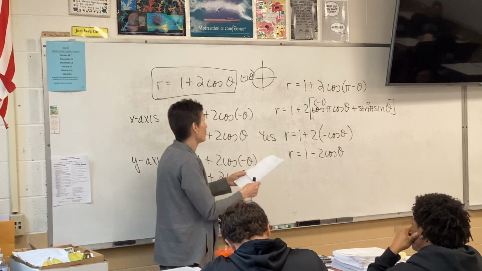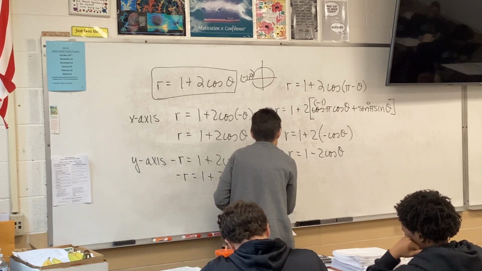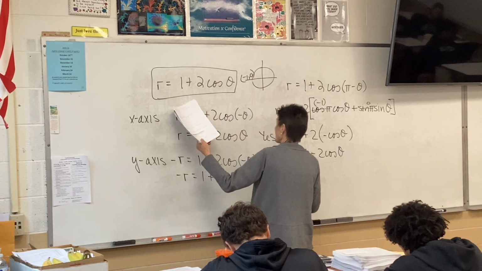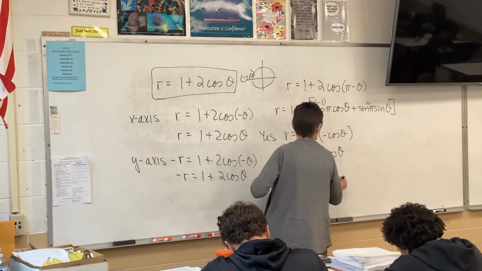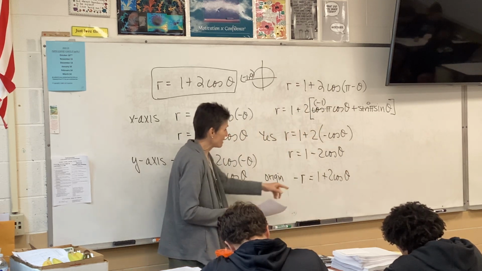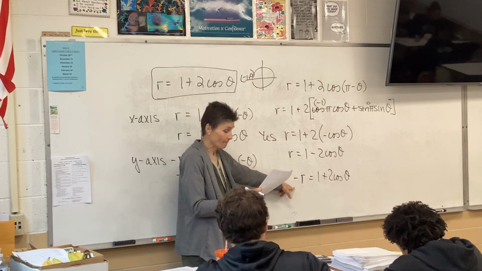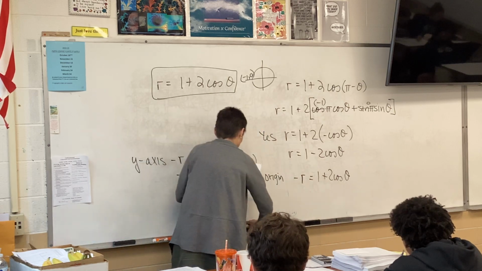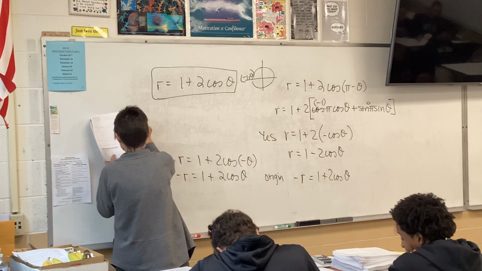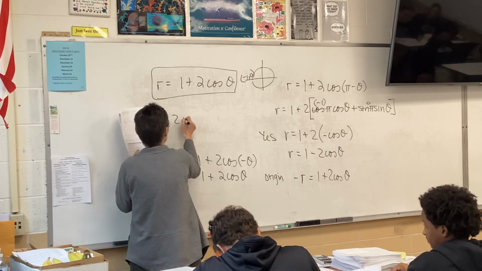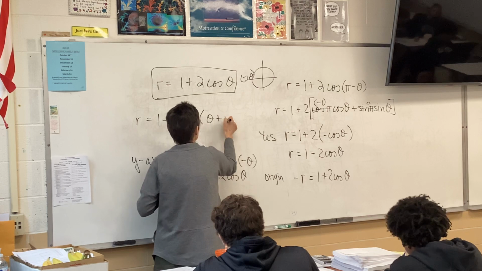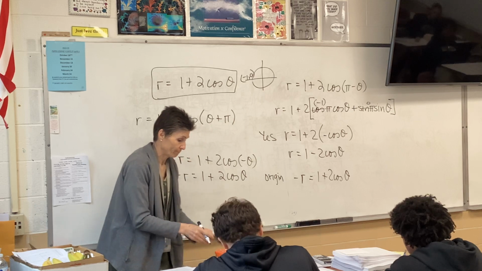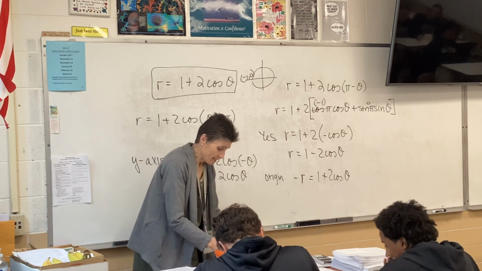All right, and finally, the origin. So to do the origin, our first replacement is -r. Is that the same as the original? There's no simplifying to do there. Is that the same as the original? No. So then we're going to do the second one, which is r equals 1 plus 2 cosine of theta plus pi.